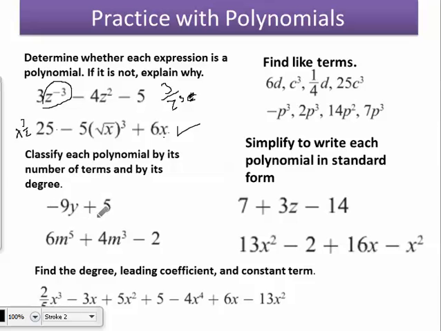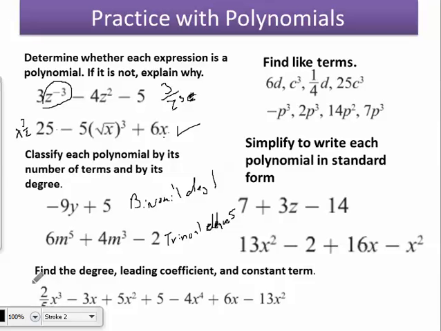Okay? So let's look at this one. This is a binomial, degree 1. This one down here is a trinomial, degree 5. Okay? Look down here at the bottom.